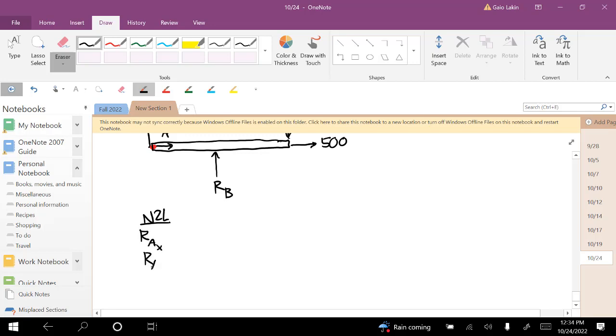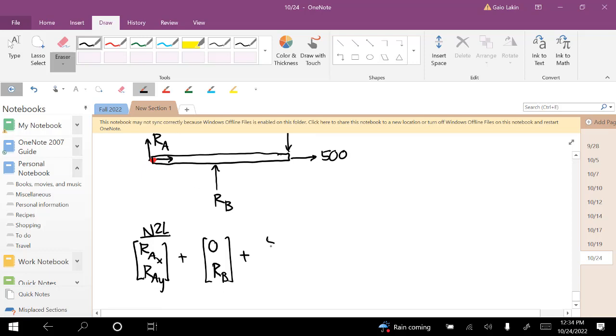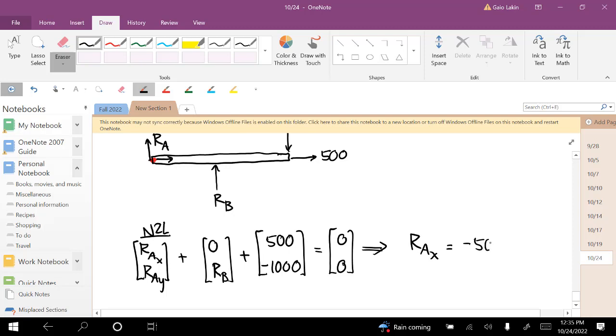RAX, RAY plus 0, RB plus, you can treat this as a vector. So 500, negative 1,000. And so we know that RAX is negative 500.